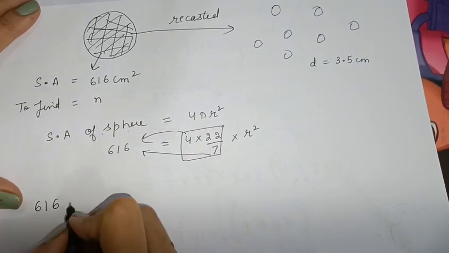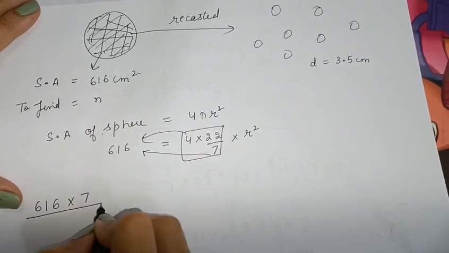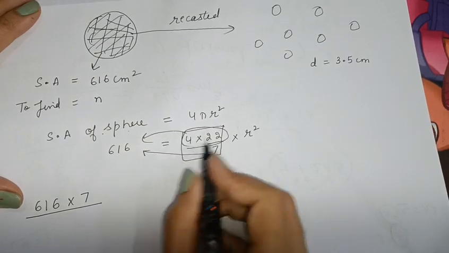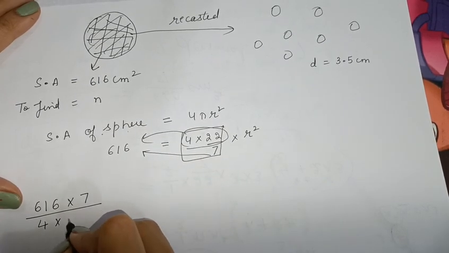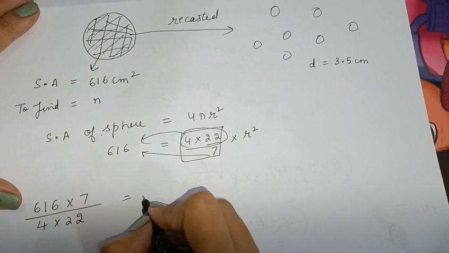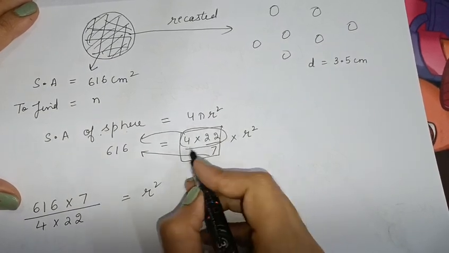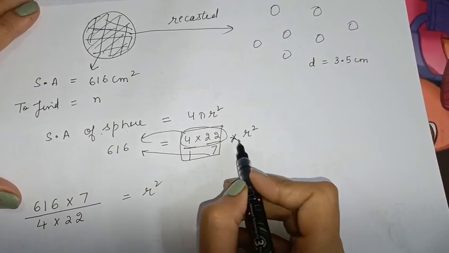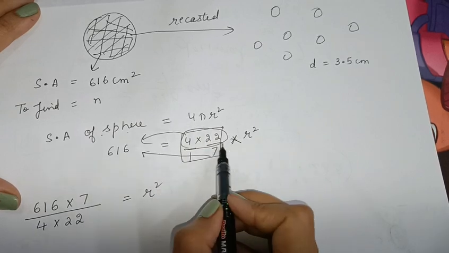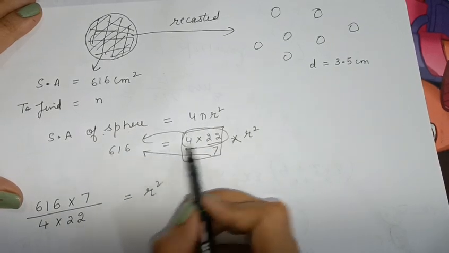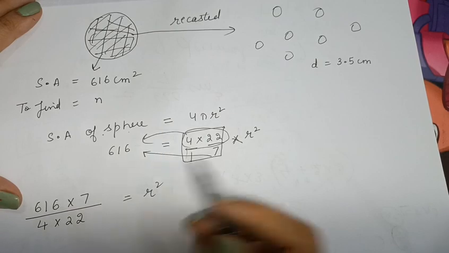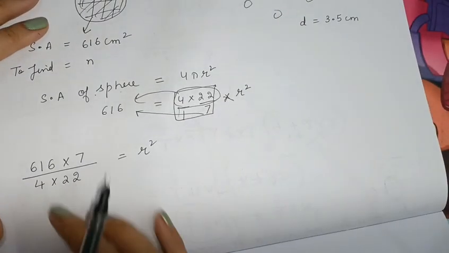When I'm shifting this to the other side, it will become 616 into 7, and these two will be written down as 4 into 22. So when everything is in fraction and in multiplicative form, when we are changing the side, the denominators will go to numerators and numerators will go to denominators after changing the side. Now let's simplify it.